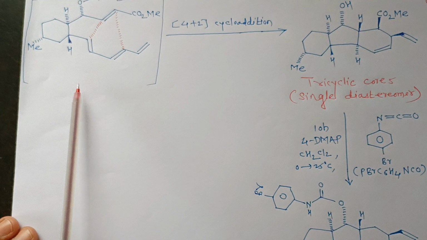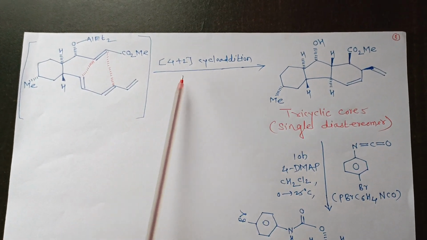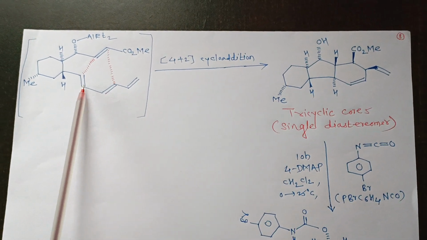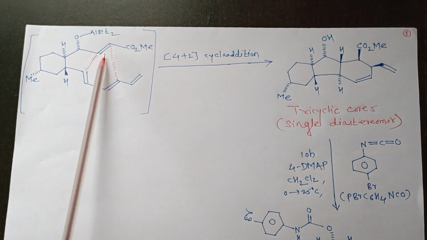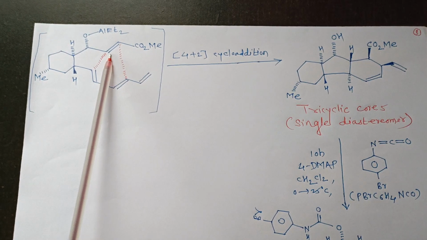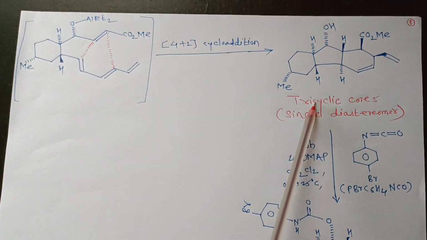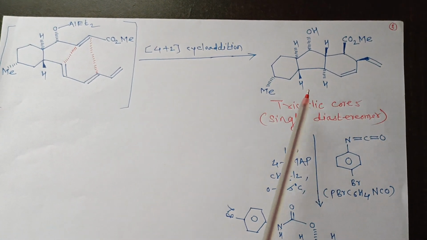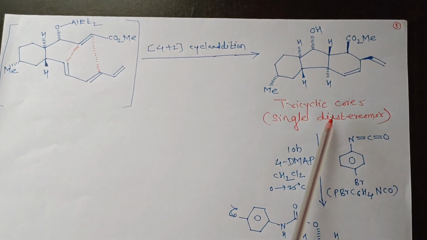Then this intermediate second undergoes intramolecular 4+2 cycloaddition reaction. So this 4 pi electron system will react with this 2 pi electron system, that is 4+2 cycloaddition reaction, and there is formation of the desired tricyclic core 5 as a single diastereomer. So this is the structure of tricyclic core 5 as a single diastereomer.